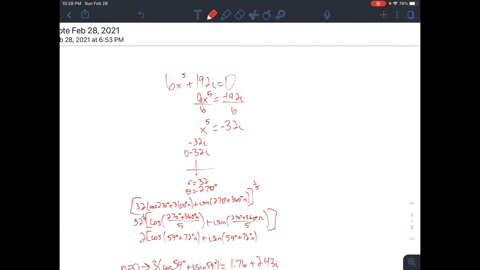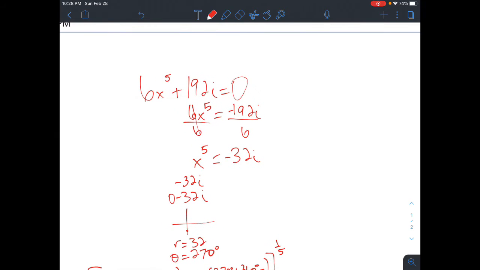My problem was 6x to the 5th plus 192i equals 0. To start off my problem, I subtracted 192i from the left side to the right side and then divided by 6 on both sides, which left me with x to the 5th equals negative 32i.